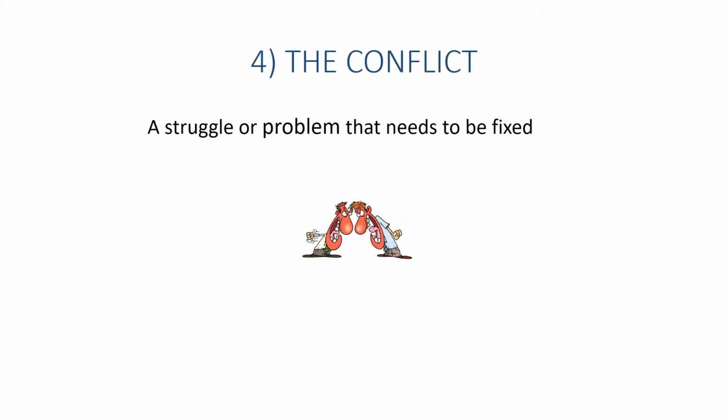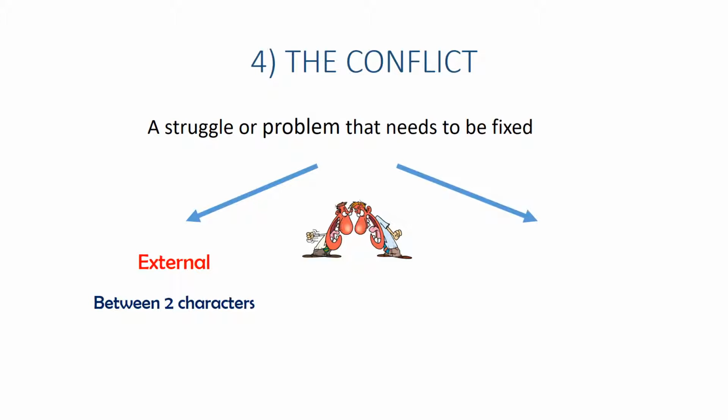The conflict. Every story has a struggle or a problem that needs to be fixed and is the center of the plot. We can distinguish 2 types of conflict. External one, which takes place between a character and another person, or between a character and something non-human, for example, nature. The internal conflict that takes place in a character's mind, which means inner struggle.